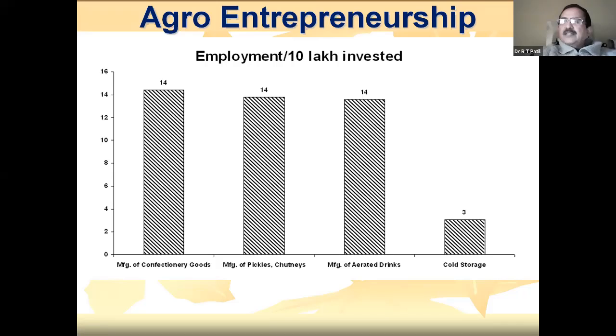Whereas aerated water or aerated drinks like Coca-Cola and things like that provide about 14 jobs per 10 lakh invested. Pickles and chutneys also provide about 14 jobs per 10 lakh invested. And confectionery goods like toffee also have a large number of people employed per 10 lakh invested.